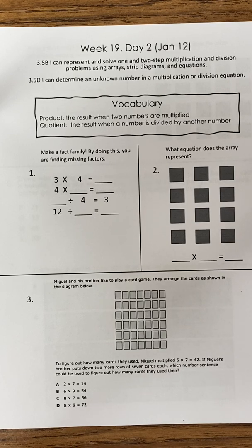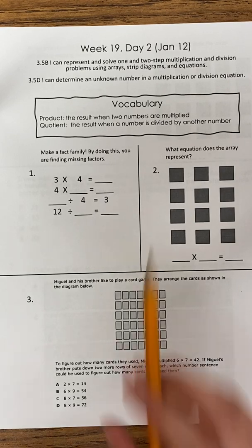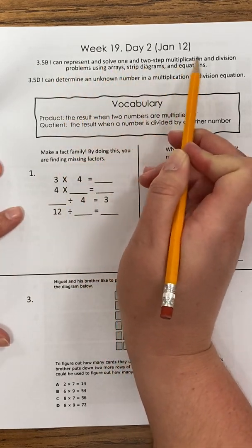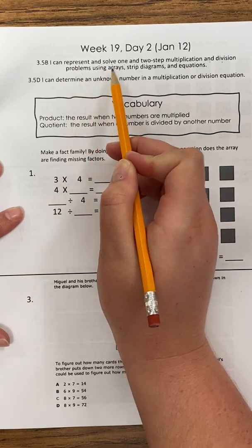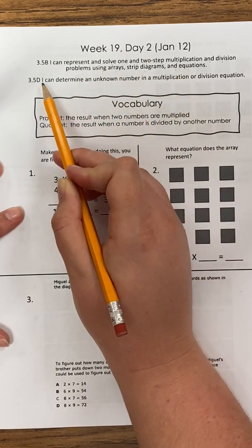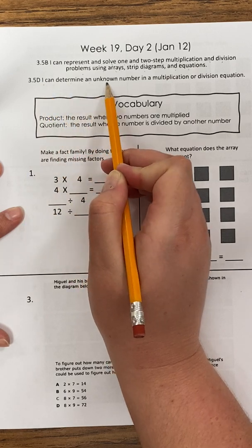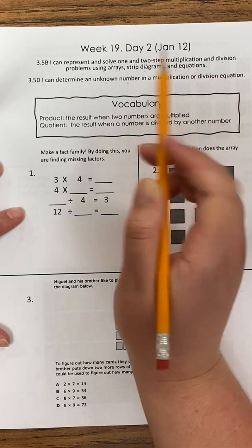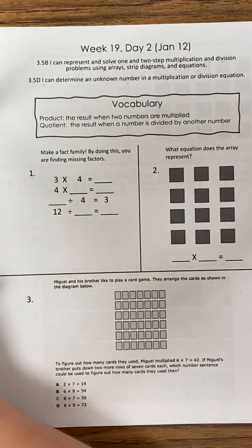So we're going to go over today's learning target. I can represent and solve 1- and 2-step multiplication and division problems using arrays, strip diagrams, and equations. I can determine an unknown number in a multiplication or division equation. So we have 2 targets that we're going to be working with for today's assignments and lessons.